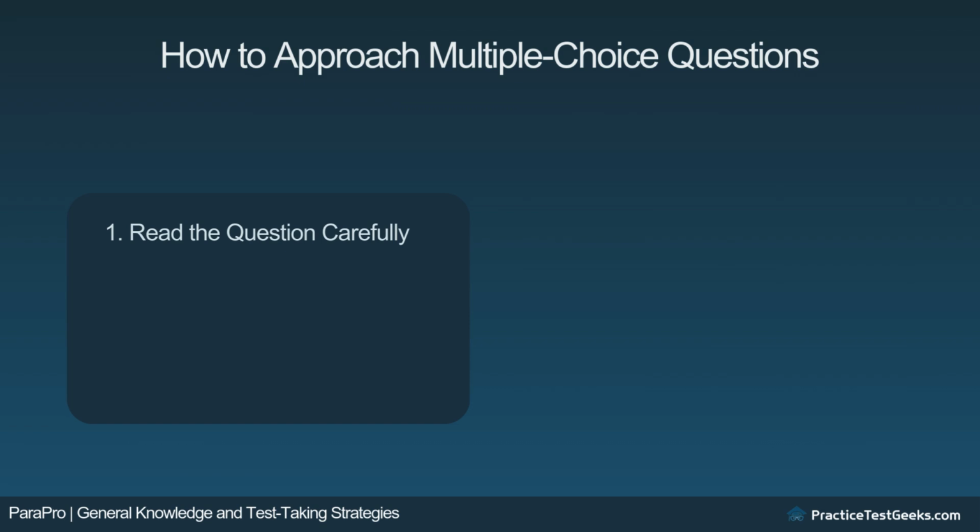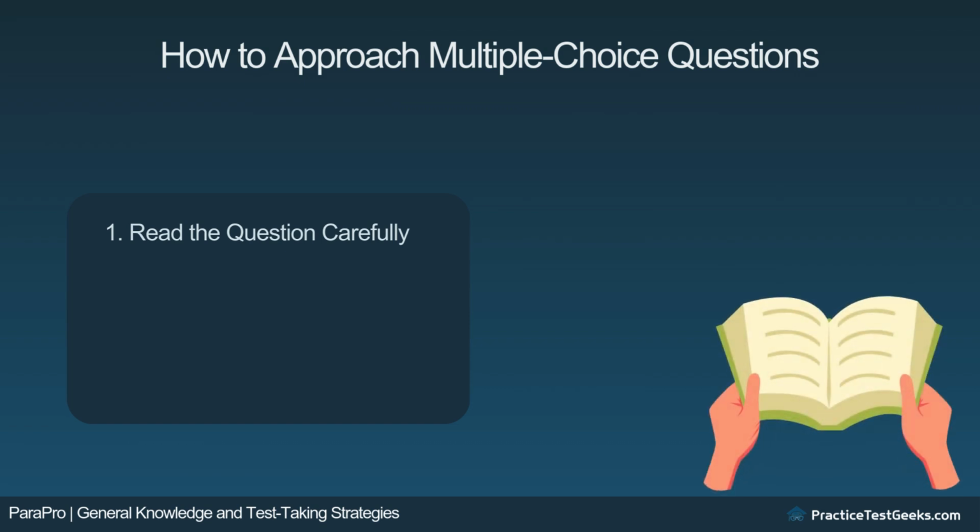Step 1. Read the question carefully. Understand what the question is asking. Before looking at the answer choices, make sure you understand the specific information or skill being tested. Underline key terms. This will help you focus on important parts of the question and avoid getting distracted.